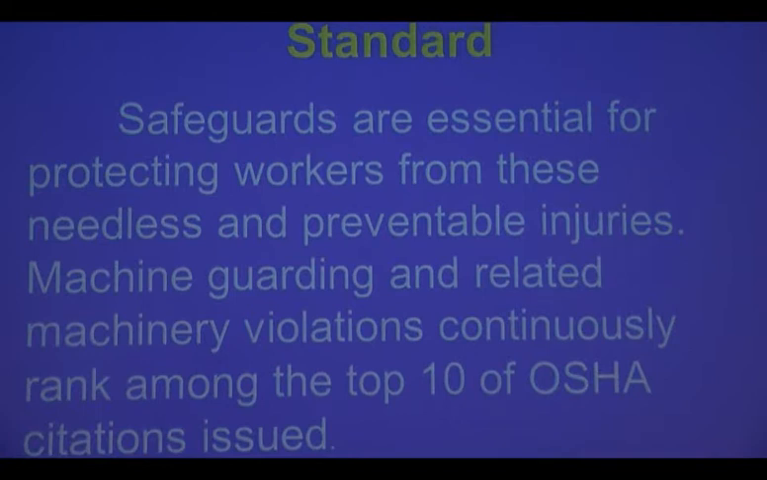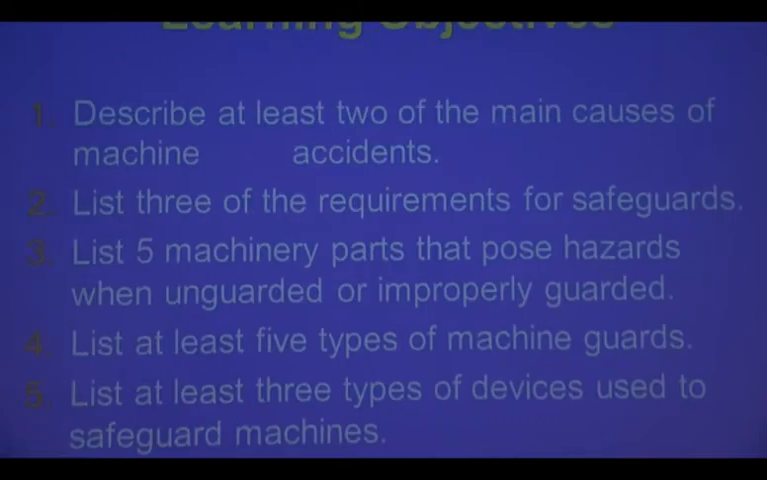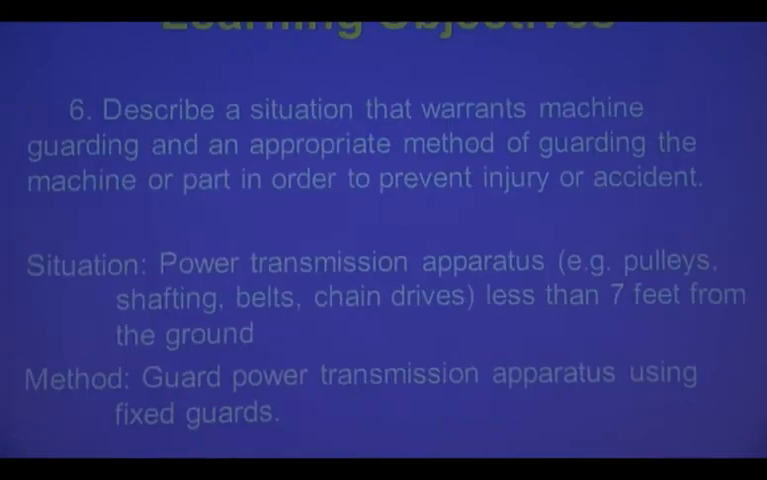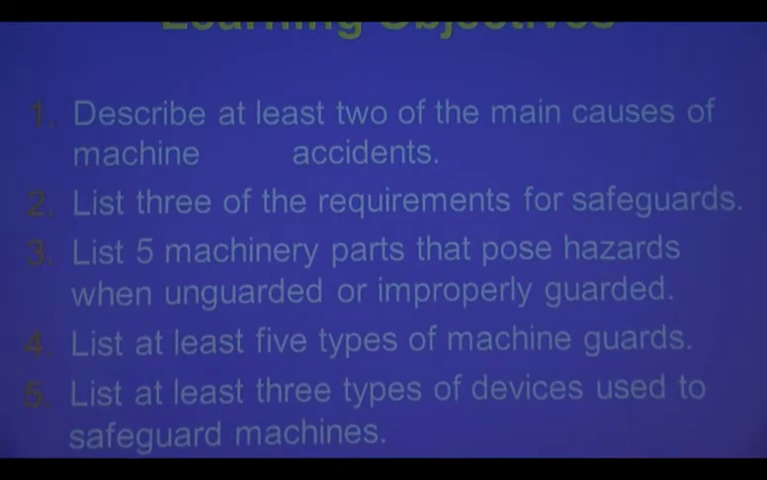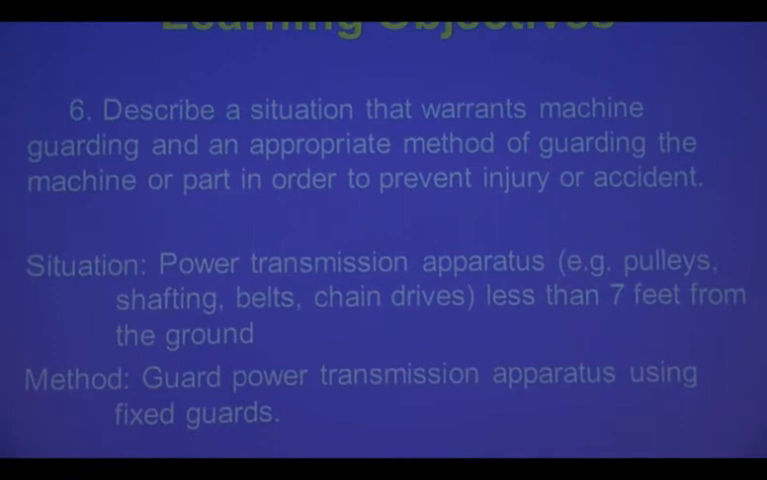Okay, continually among the top 10 of OSHA citations is stuff dealing with machine guarding. Learning objectives: describe 2 main causes of machine accidents. List 3 requirements for safeguards. List 5 machinery parts that pose hazards when unguarded or improperly guarded. List 5 types of machine guards. List 3 types of devices used. We'll talk about all that. Describe a situation that warrants machine guarding and an appropriate method of guarding the machine in order to prevent injury or accident. Here's what it's talking about.